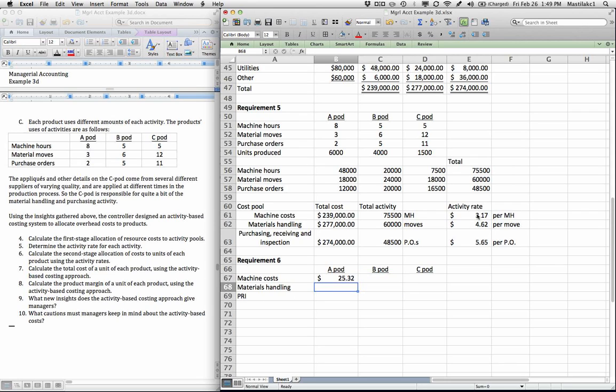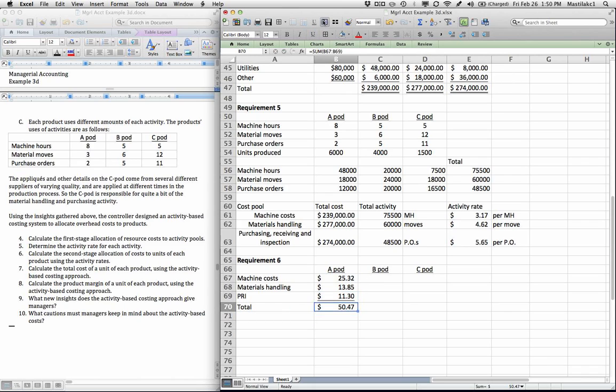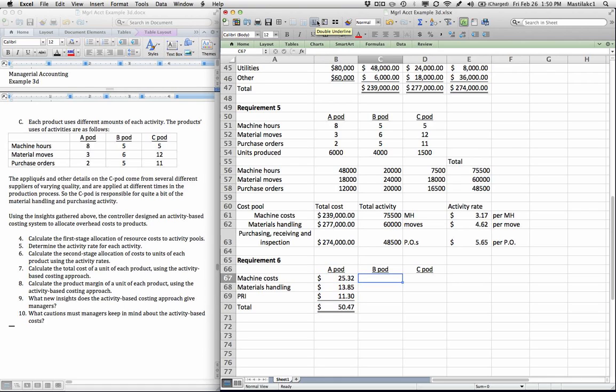For materials handling cost, it's going to be the 3 material moves times $4.62 per move. And for purchase, receiving, inspection, it's going to be the 2 purchase orders that we issue for every unit we make times $5.65 per purchase order. And so the sum of the 3 overhead costs per unit is going to be $50.47. Take the same approach for the B pod.